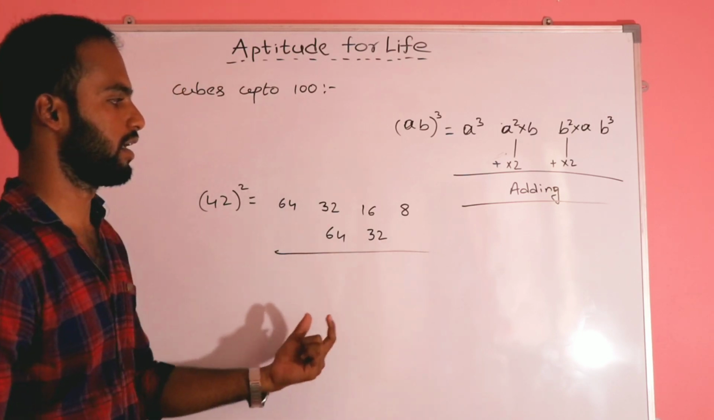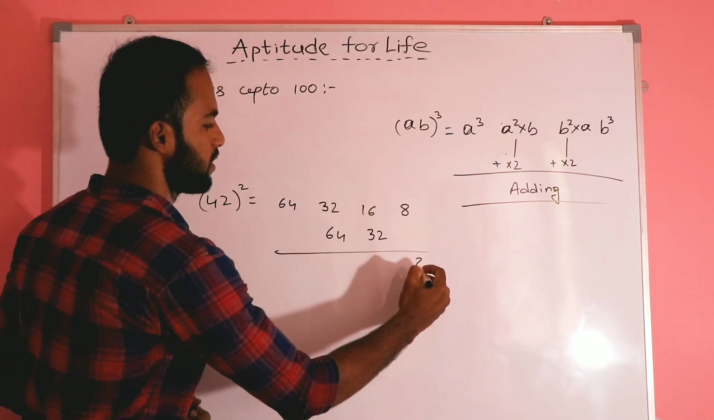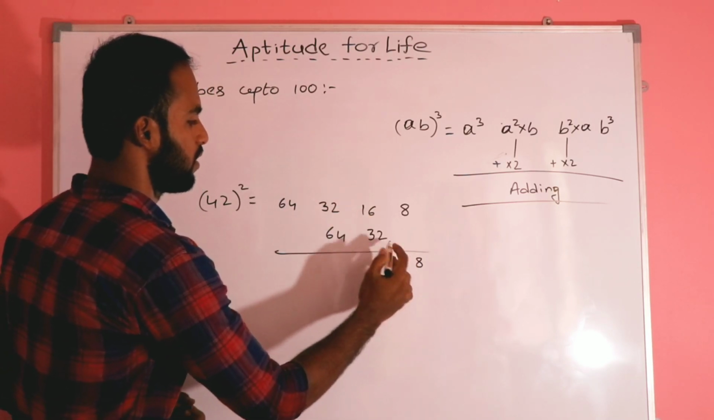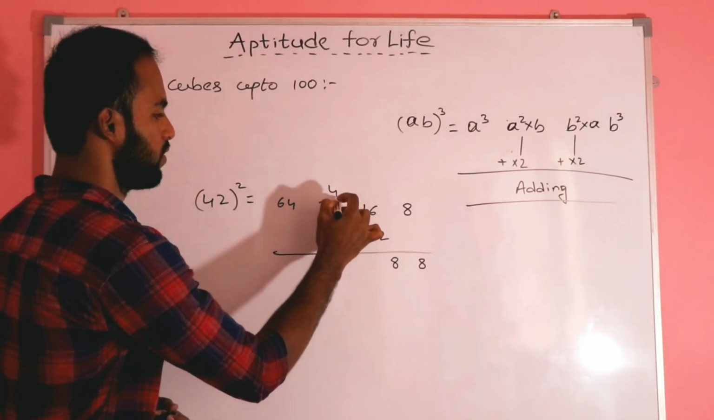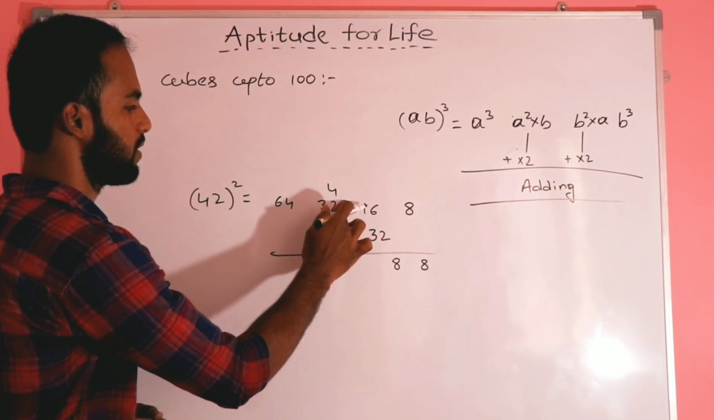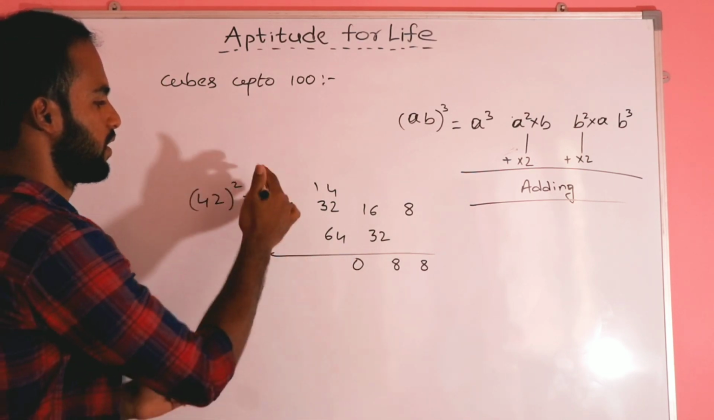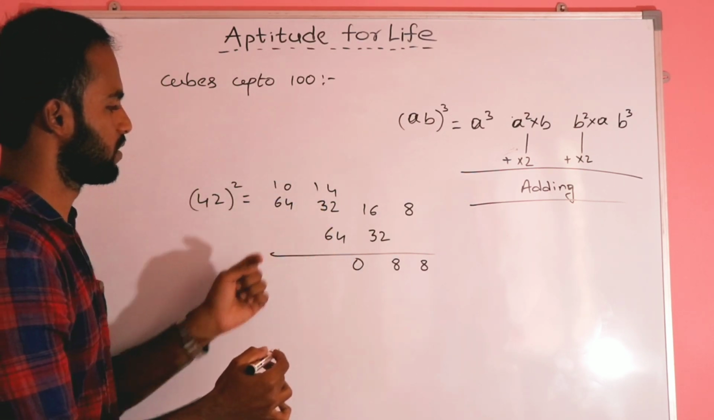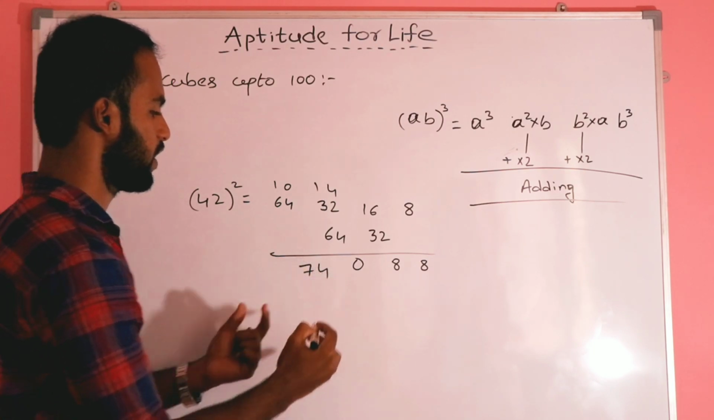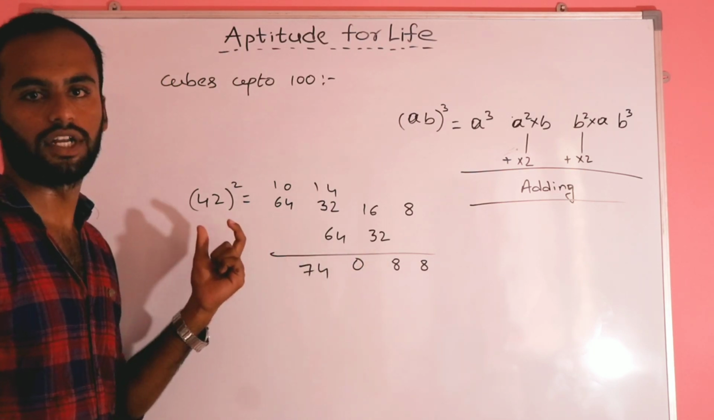Final step is adding. Now write the last term as it is, here 8. Carry this 4 to here. 4 plus 4 is 8, 8 plus 2 is 10. 6 plus 4 will be 10. Carry this 10 to here. So 74,088 is the 42 cube.